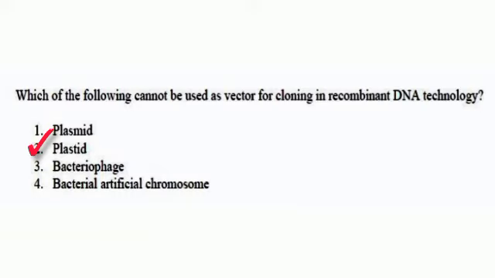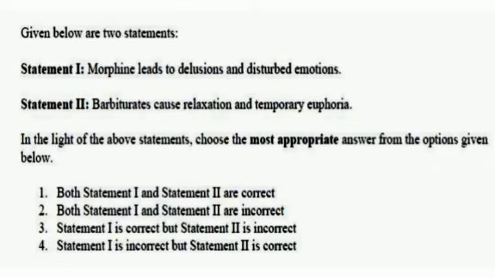The next is statement 1, morphine leads to delusion and disturbed emotion. Statement 2, barbiturates cause relaxation and temporary euphoria. And in light of the above statements, choose the appropriate answer. And the right one is option 2, that is, both statement 1 and statement 2 are incorrect.